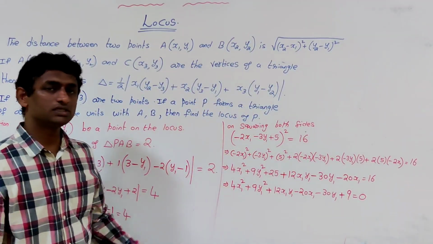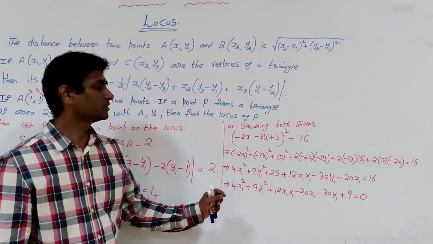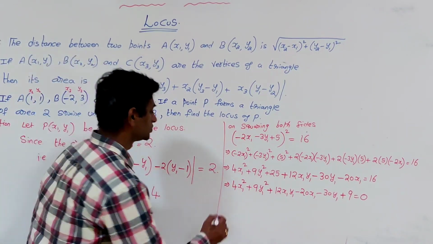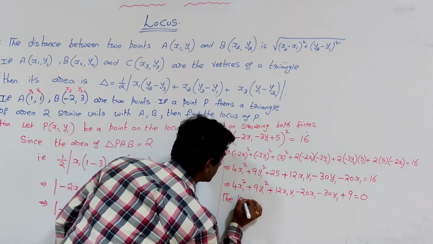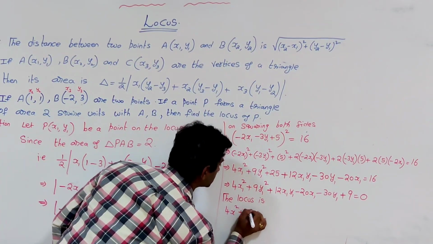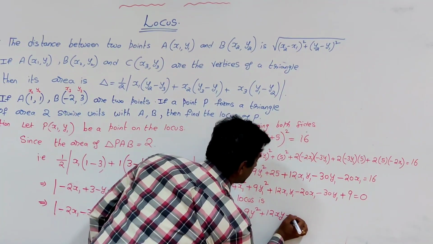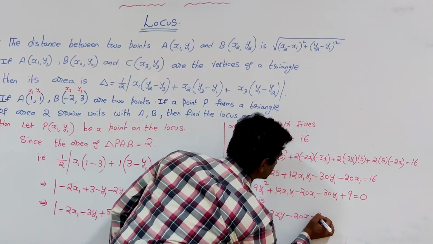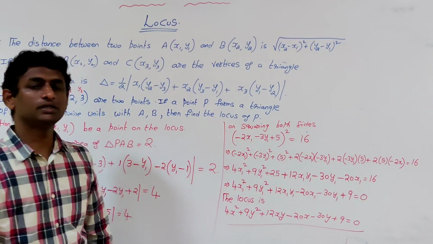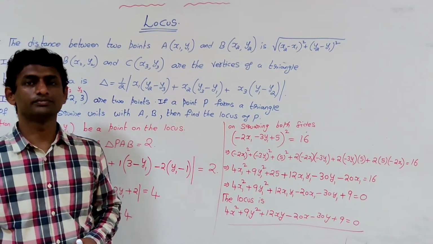So this represents the set of points (x1, y1) whose area will be 2 units. So the locus is 4x² + 9y² + 12xy − 20x − 30y + 9 = 0. So that is the equation of the locus. Next problem.